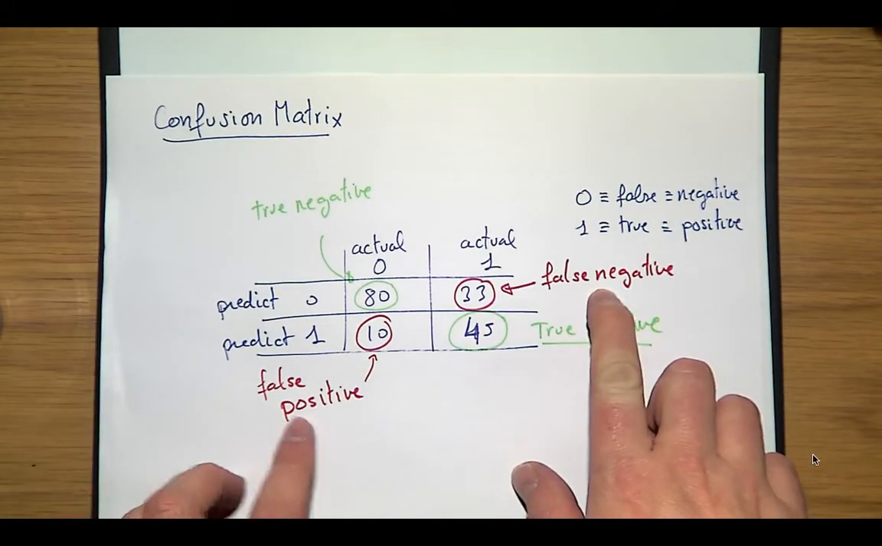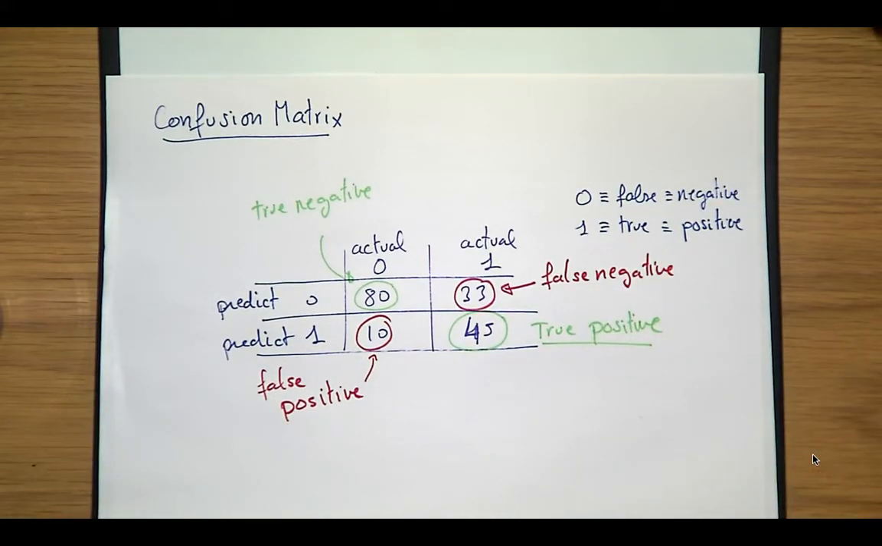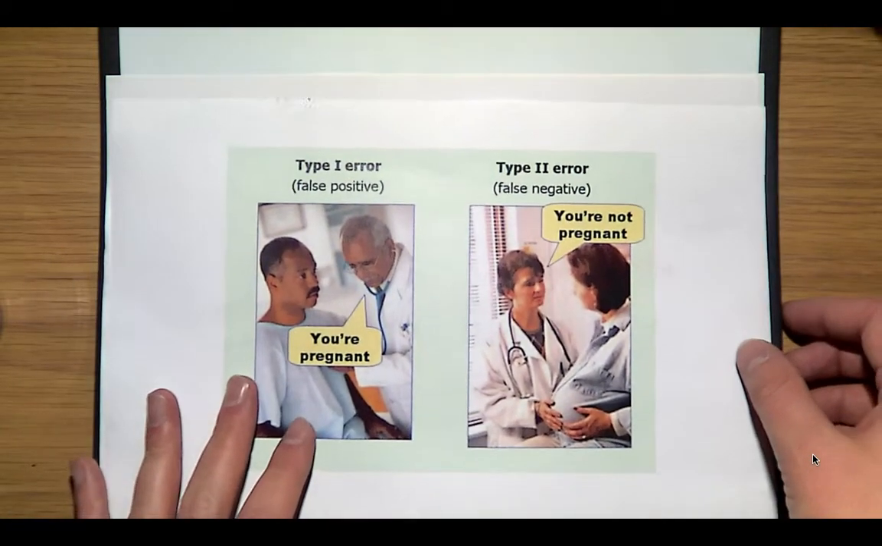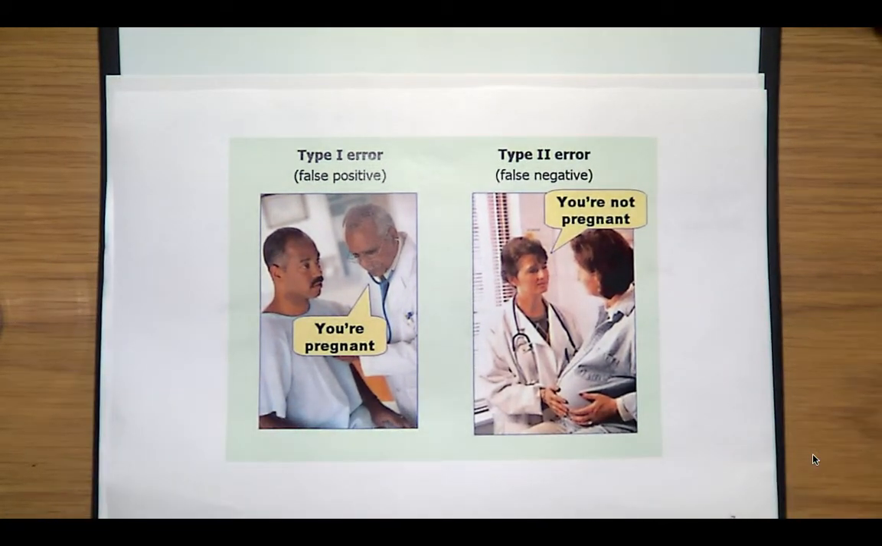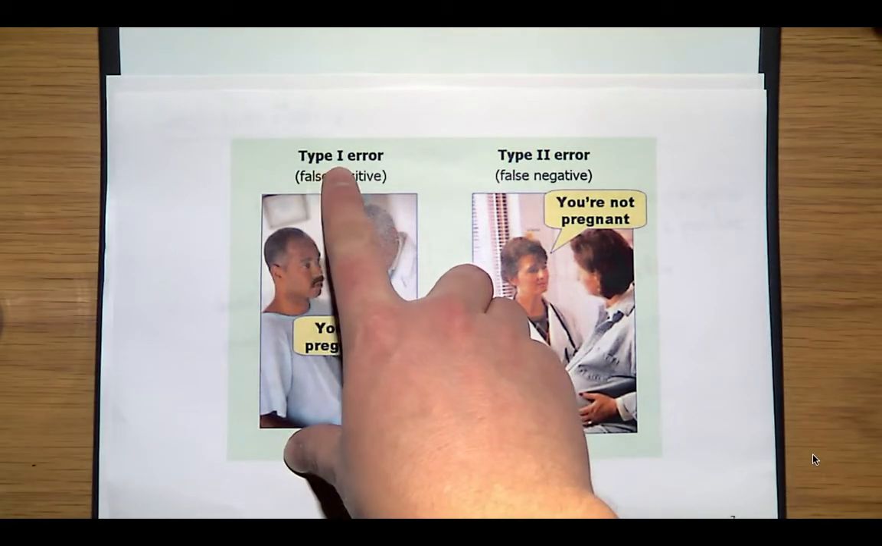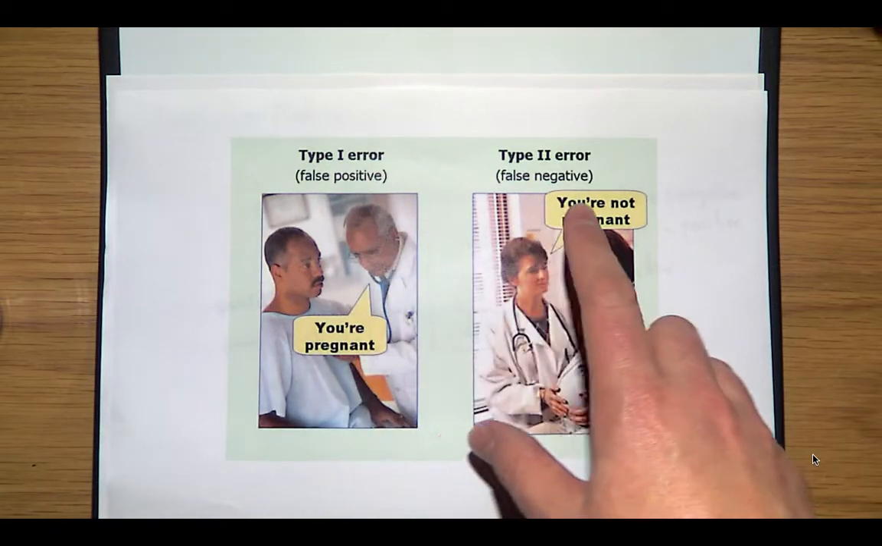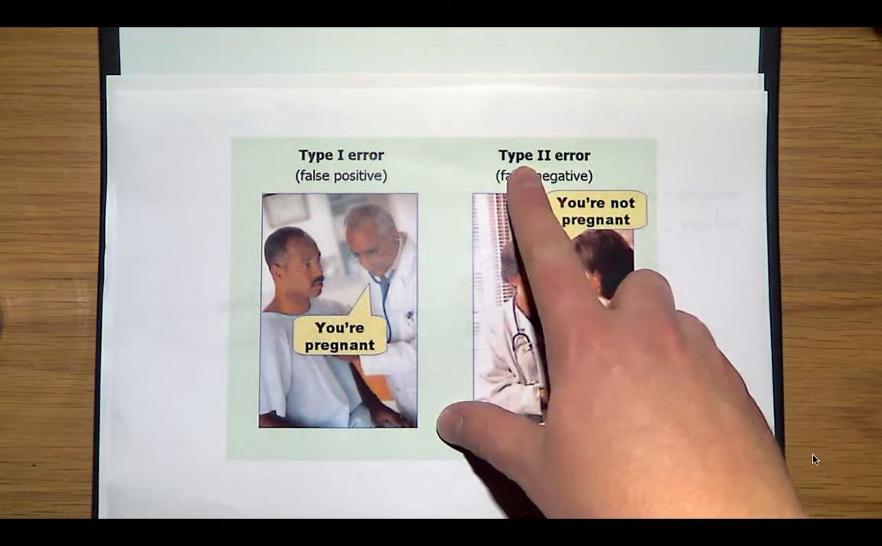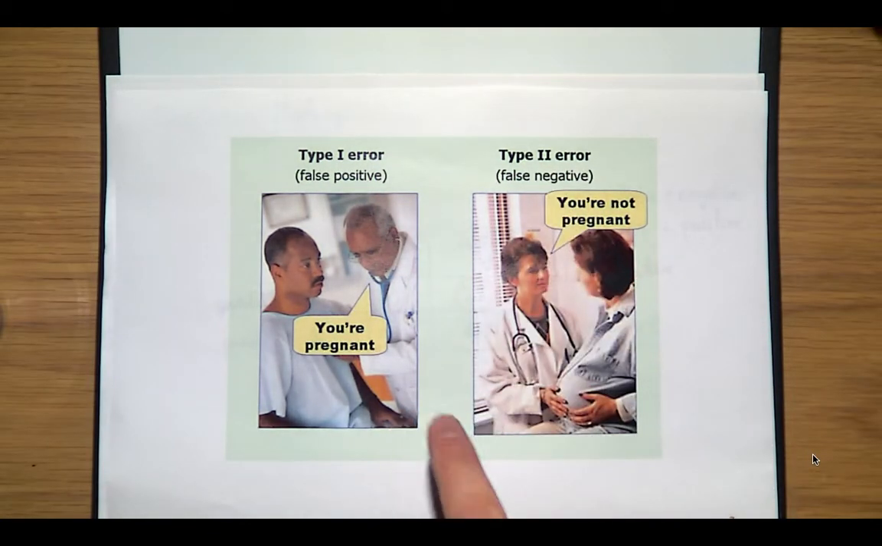These false negatives and false positives have a name. In the medical world, and in stats, a false positive is referred to as a type 1 error, and a false negative is referred to as a type 2 error. I hope that will help you remember which one is which.